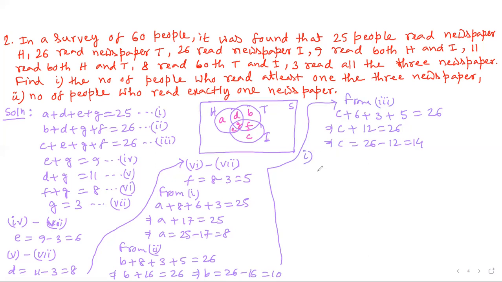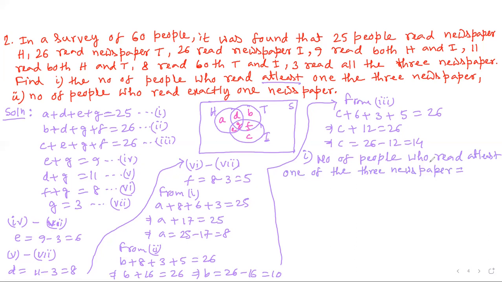Now first we have to calculate the number of people who read at least one of the three newspapers. At least one of the three newspapers means at least, which we have already learned. At least means you have to calculate the union. So here you have to calculate the union of H, T and I. Union of H, T and I means you have to add all the portions, that is A plus B plus C plus D plus E plus F plus G.